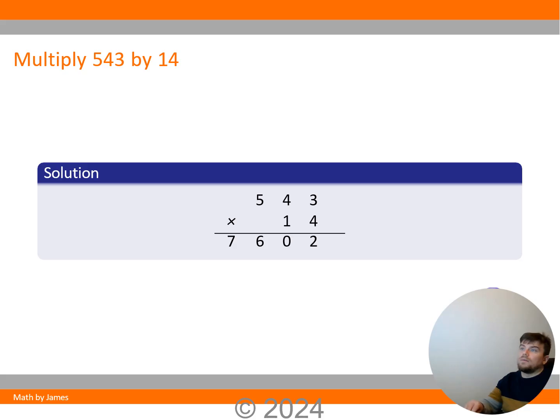So here we've got 543 times 14. So what we do here to set this one up, again, make sure you set it up in place value order. Really, really important, this. So we've got 4 times 3, which is 12. So we must carry the 1 under here for when we do it.